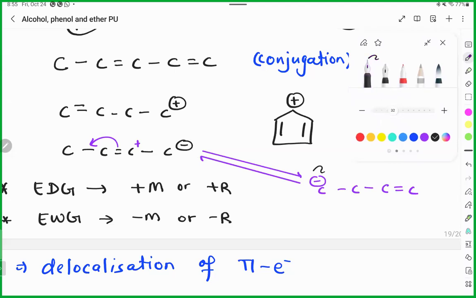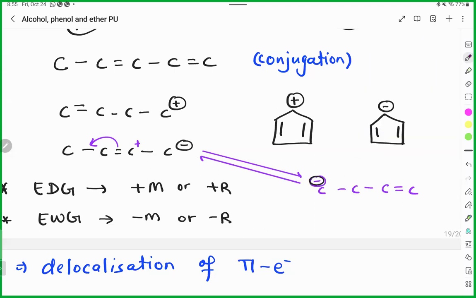Samantha, is this correct? I think so. It is. Yes. Okay. That plus comes after the bond is shifted, right? Yeah. So plus and minus will form a bond. Is this correct, Samantha?